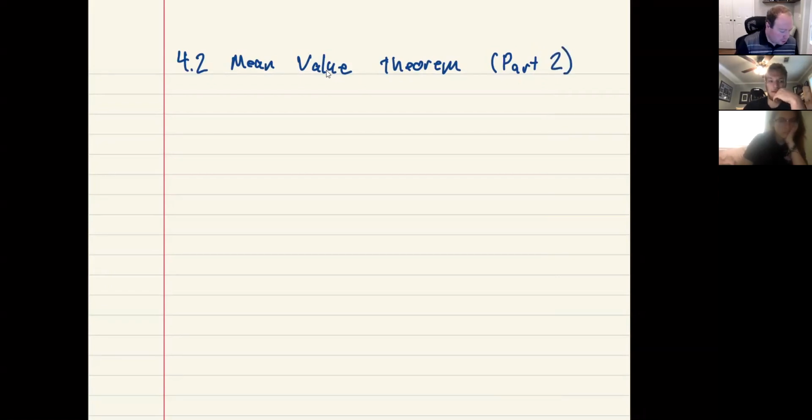So let's get a function. Let's start with this function right here: f of x equal to arc sine of x, so the inverse sine function. And let's consider this on the closed interval -1 to 1. So let's make sure we know what we're looking at.